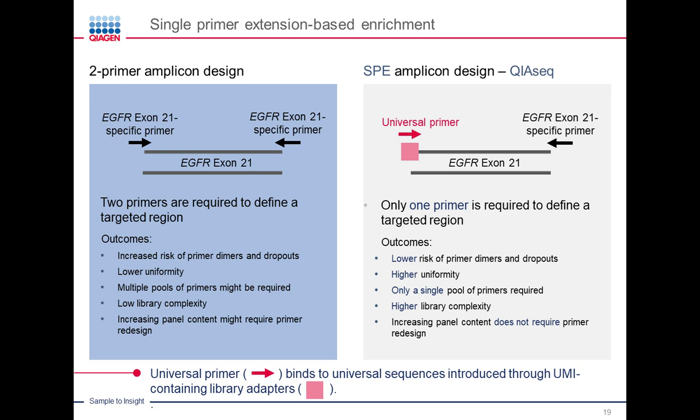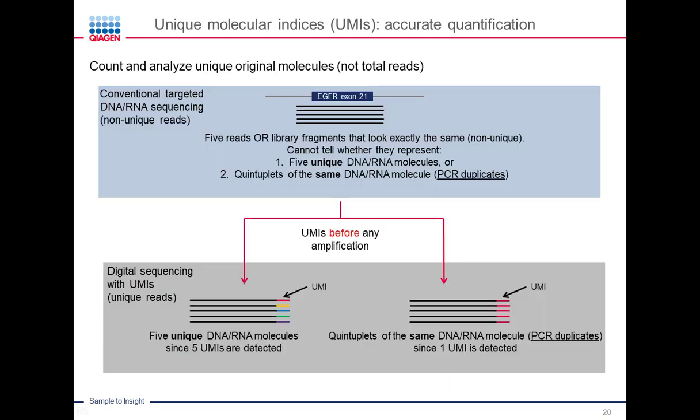This also leads to a higher library complexity because only the start position is defined by the region-specific primer. The end position is completely random, and depends on the library adapters. And increasing the panel content does not require primer redesign because you've reduced the risk of primer dimers and dropouts. So single primer extension is a way for us to maintain the benefits of amplicon sequencing, but also overcome the challenges we see with current approaches of amplicon sequencing.